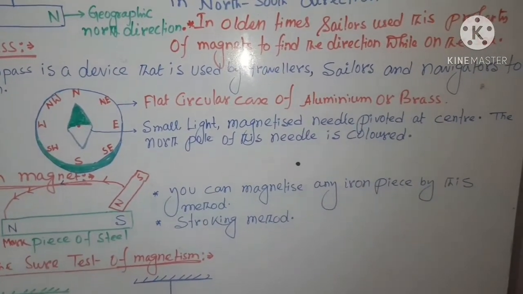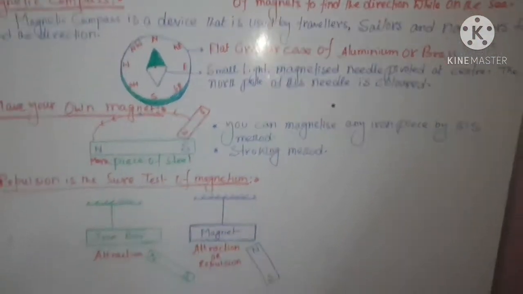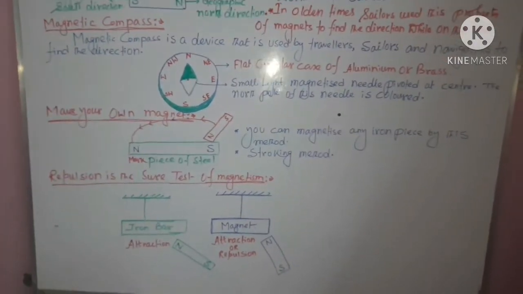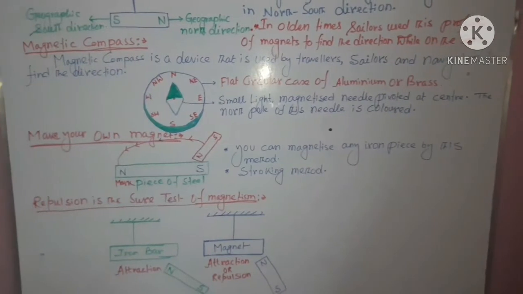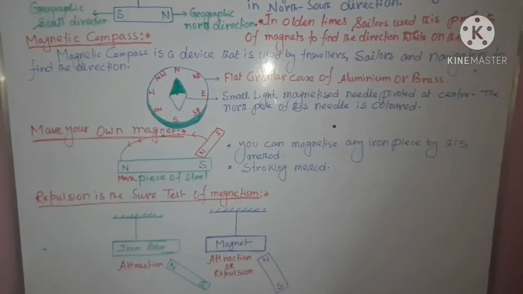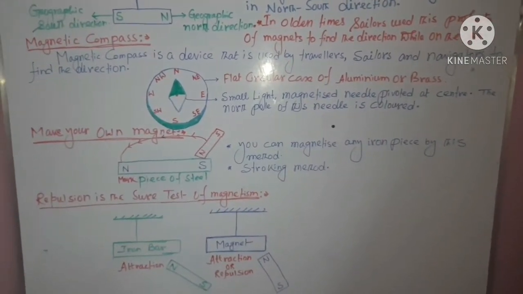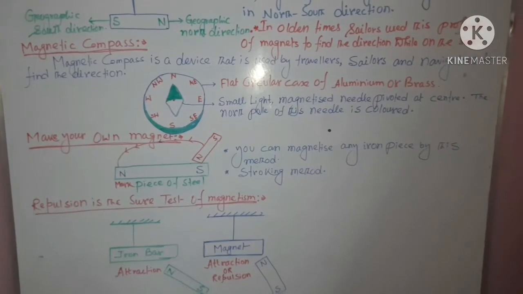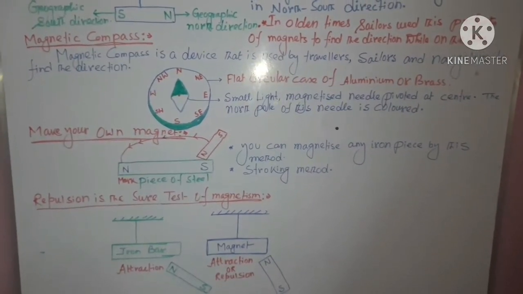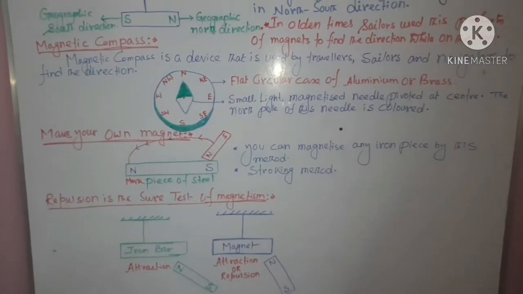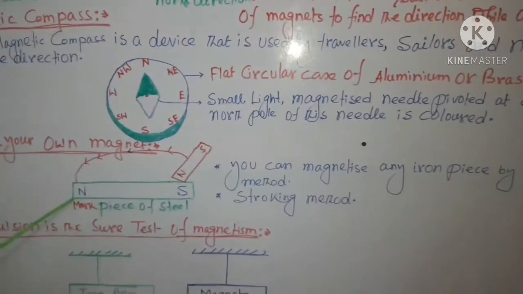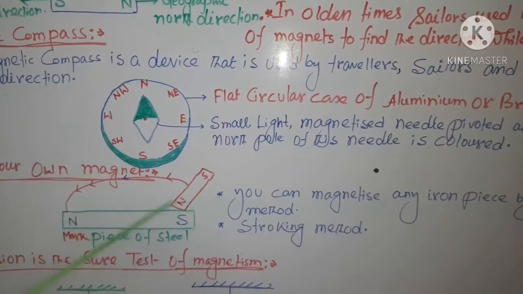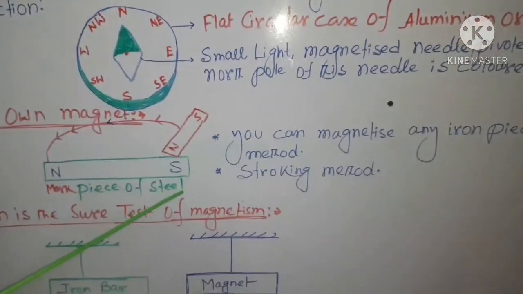Now students, you want to make a magnet. Make your own magnet. How can you prepare a magnet at your home? For this you have to perform an activity. You just take a bar of magnetic material. Here we take a bar which is made of steel.